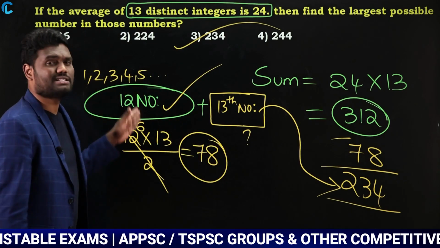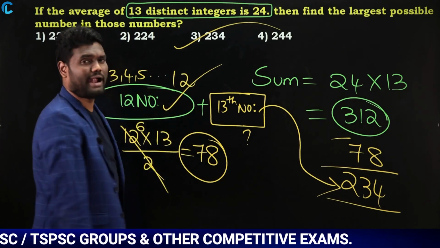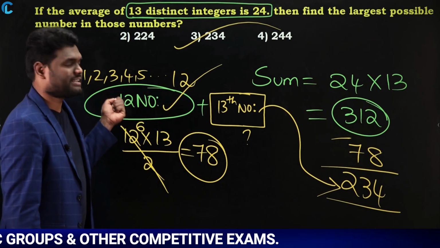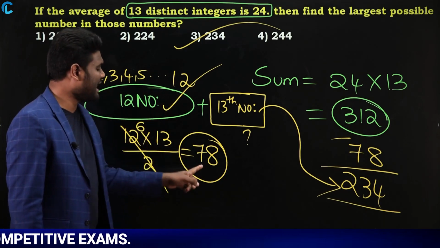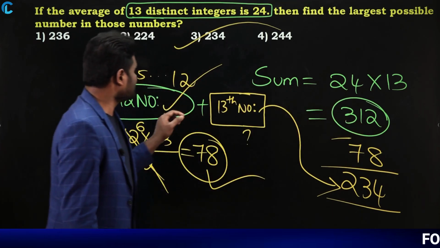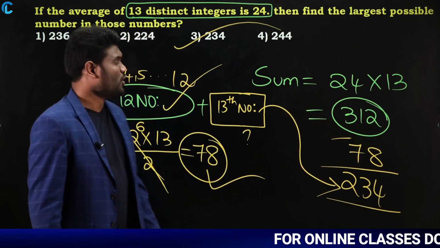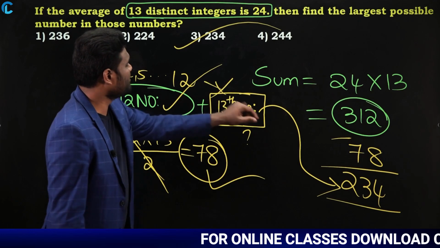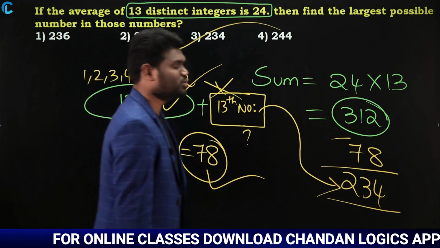So 1 plus 2 plus 3 plus 4 plus 5 plus 6 and so on till 12, I have to add. What is the formula for sum of n natural numbers? n into n plus 1 by 2. So 12 into 13 by 2, if you calculate, the sum is going to be 78. Out of total, these 12 numbers sum is going to be 78. So 312 minus 78 is going to be 234, which means the 13th number, the maximum or largest possible, is going to be 234.